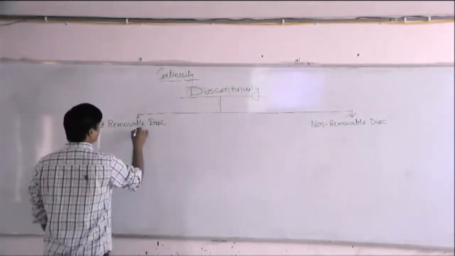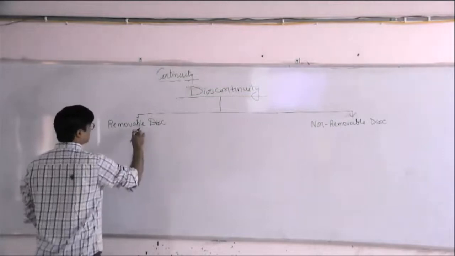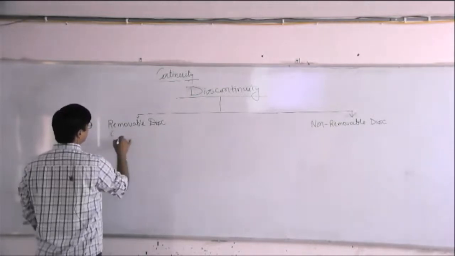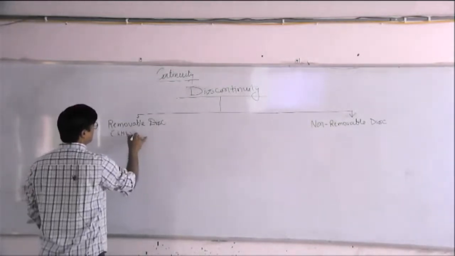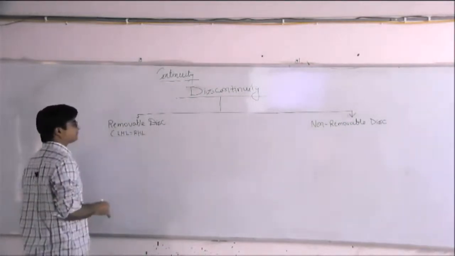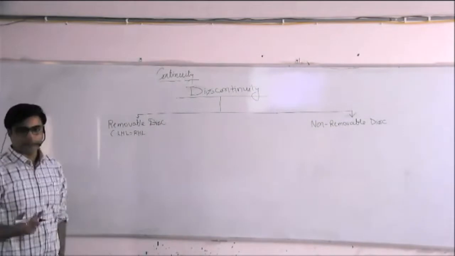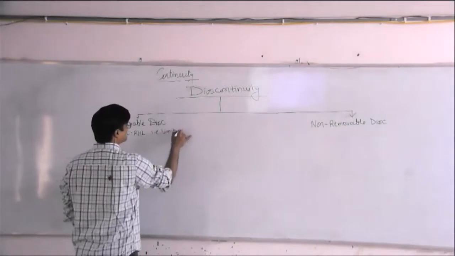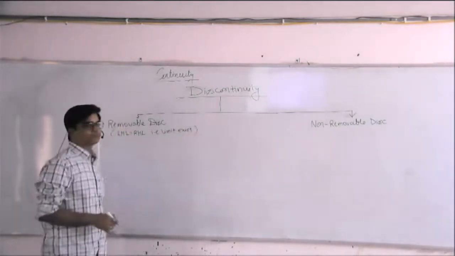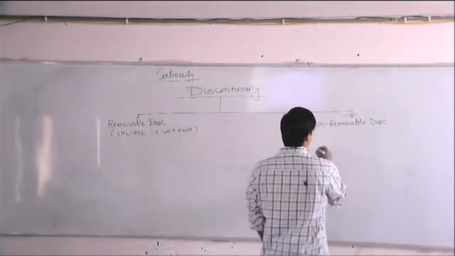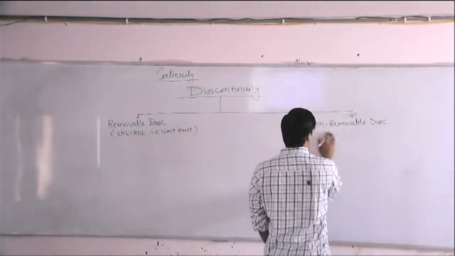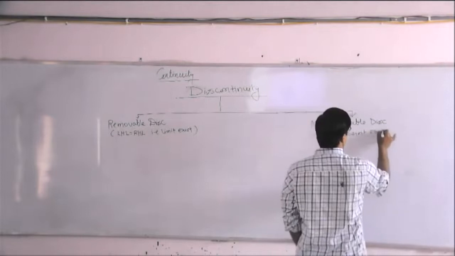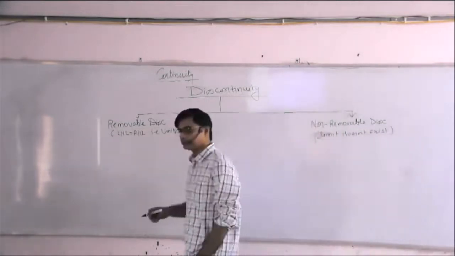So in removable, again we have, removable is the case when LHL equals RHL. That means limit exists. Non-removable means LHL is not equal to RHL, or simply say limit does not exist. Whatever be the reason, limit does not exist. Okay.